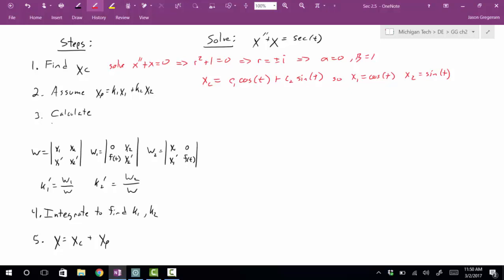Okay? Once I write that out, I can see what x1 and x2 are. I have c1 x1, so x1 must be cosine of t. x2 must be sine of t. Now I have the pieces I need to build all my W's here. So what is W, the Wronskian? It is x1, and then the derivative of x1. Derivative of cosine is negative sine. The other column is x2 and the derivative of x2.